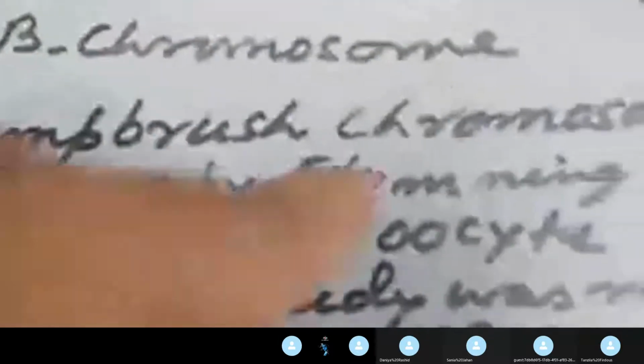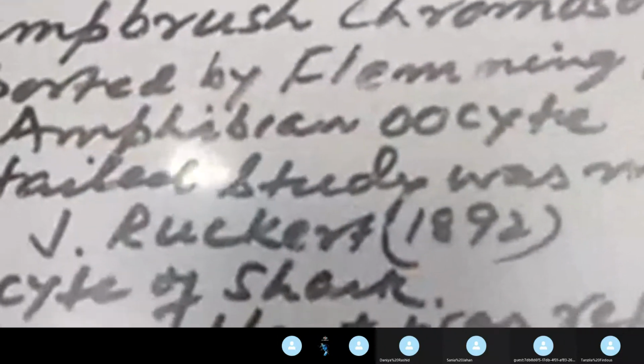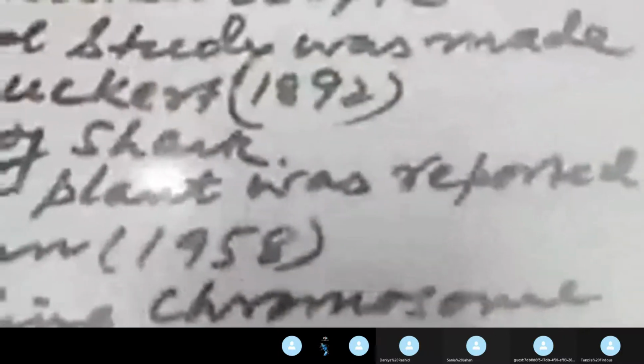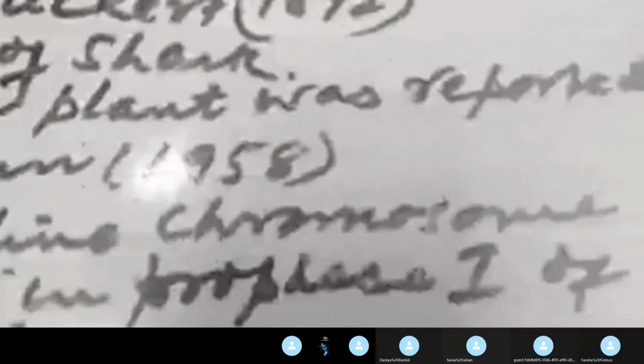So this is the lampbrush chromosome. I have written here that special chromosomes are of 2 types: giant chromosomes, consisting of the lampbrush chromosome and the polytene chromosome. Lampbrush chromosome was first reported by Flemming, and the detailed study was made by J. Rückert. LBC is the abbreviated form of lampbrush chromosome. Lampbrush chromosomes have also been reported in plants by Grun in 1958. These are germ-line chromosomes found in prophase I of meiosis, known as LBC because of their lampbrush-like appearance due to the formation of lateral loops.